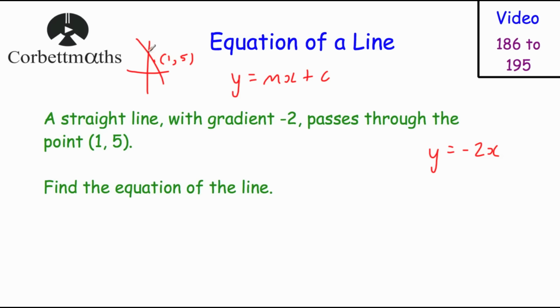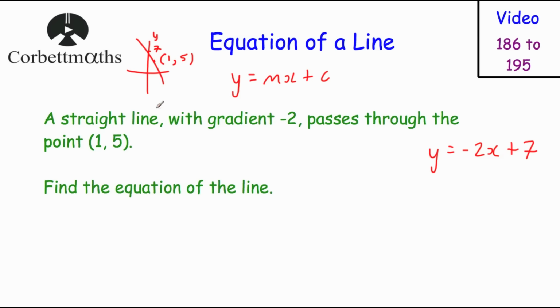If we want to find where it crosses the y-axis, we know that it's gone across 1 and come down 2, and it's now got a height of 5. That means it must have had a height of 7 to begin with, to go across 1 and come down 2 and now have a height of 5. So our y-intercept would be 7, and the equation of our line is y equals minus 2x plus 7. So one approach is to know what the gradient means and look at the point you've been given to work out where it would have crossed the y-axis.